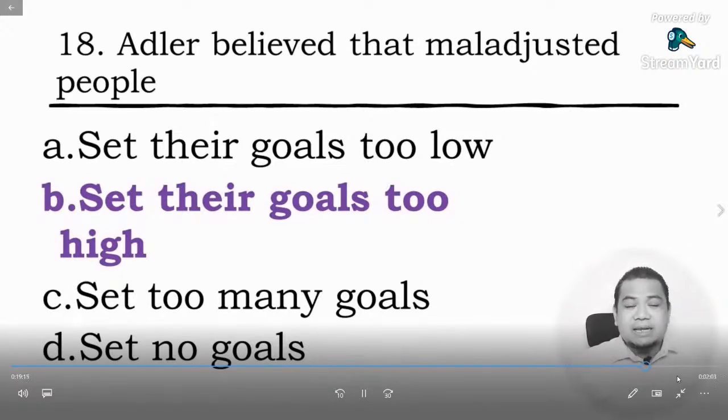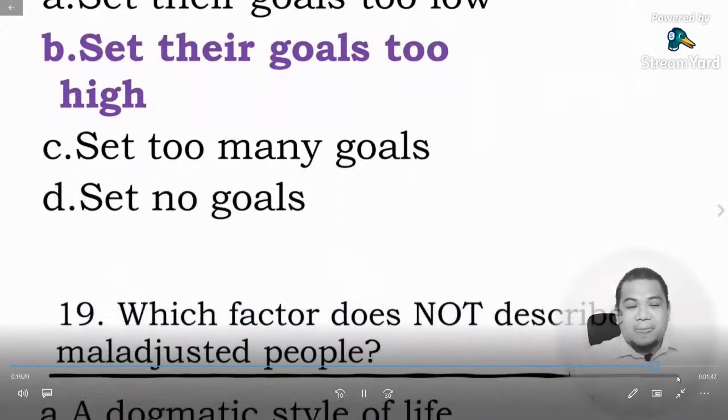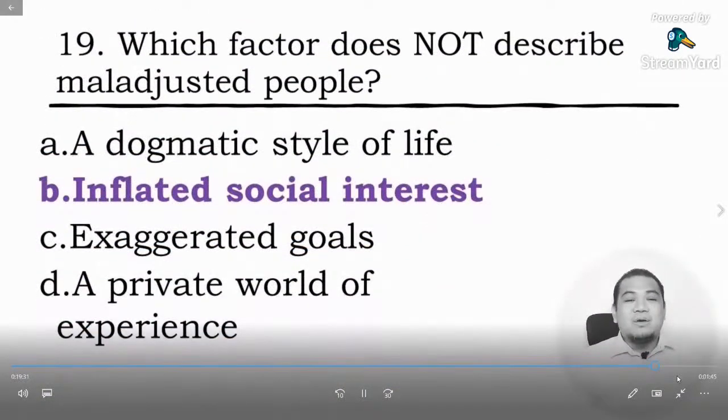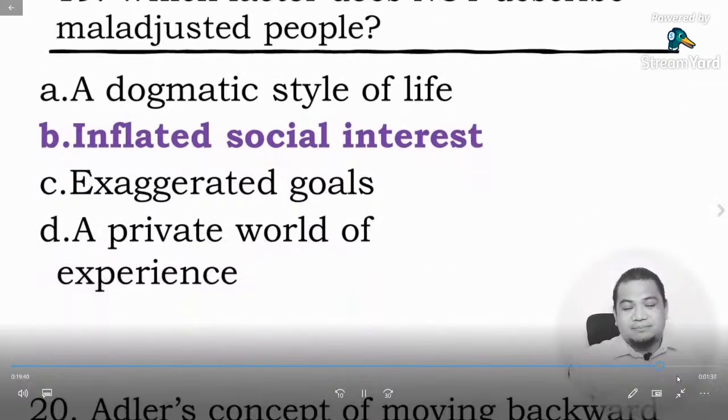Besides lacking social interest, neurotics tend to, number one, set their goals too high. Number two, live in their own private world. And number three, have a rigid and dogmatic style of life. Number 19. Which factor does not describe maladjusted people? The answer, inflated social interest.